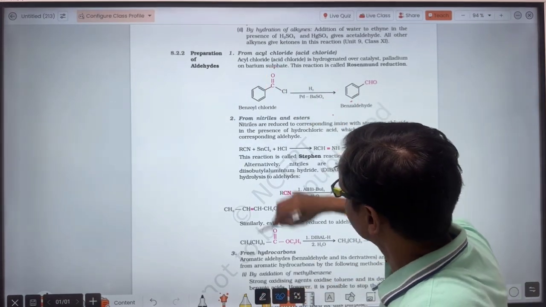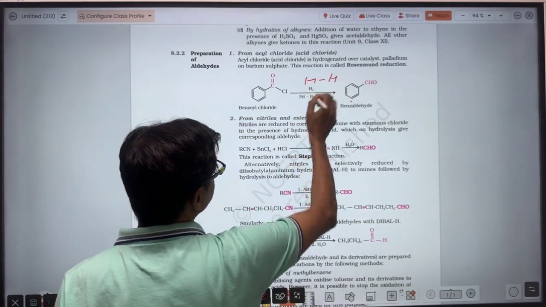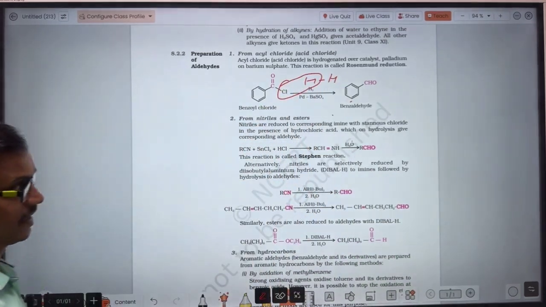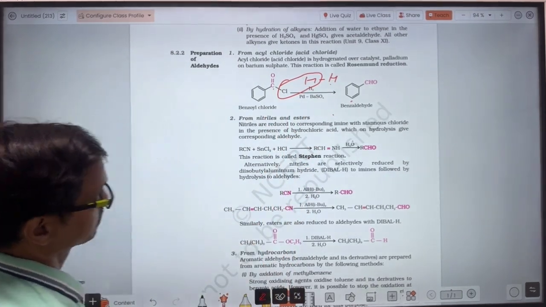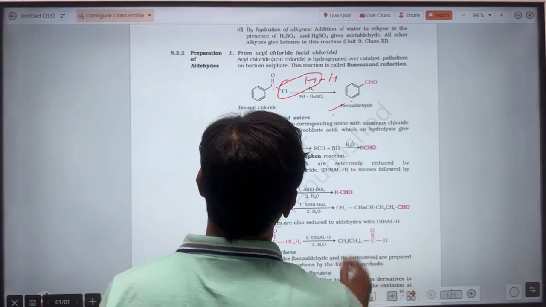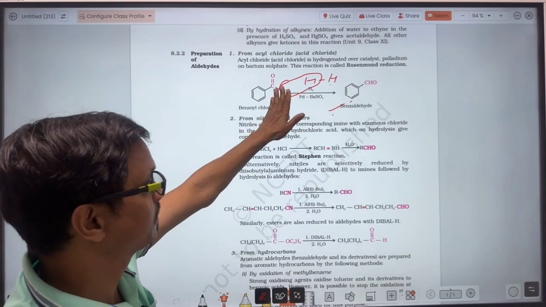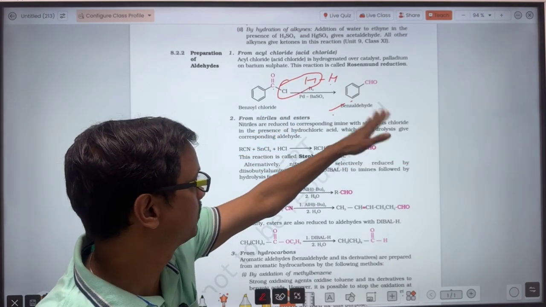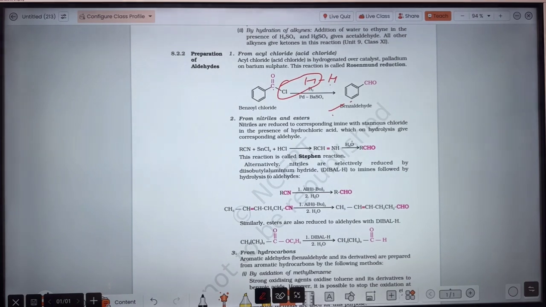Now there is H2, that can be written as this. Chlorine will combine with this hydrogen to form HCl, and this hydrogen will combine with this carbon. So there will be formation of aldehyde. This reaction is called Rosenmund reduction. It is reduction because the electronegative element has been removed and hydrogen has been added. So that's why this reaction is called Rosenmund reduction.